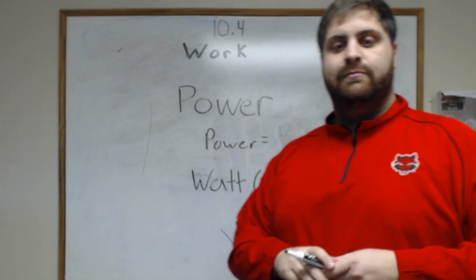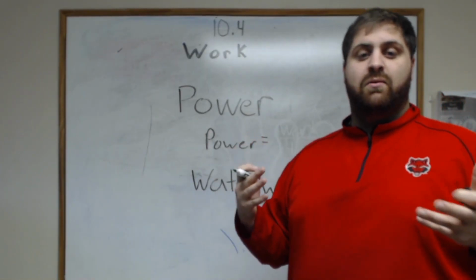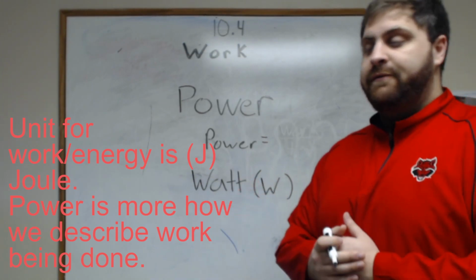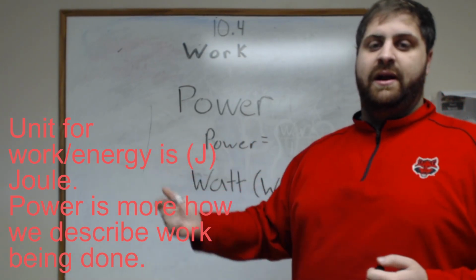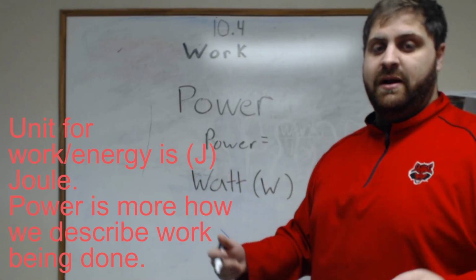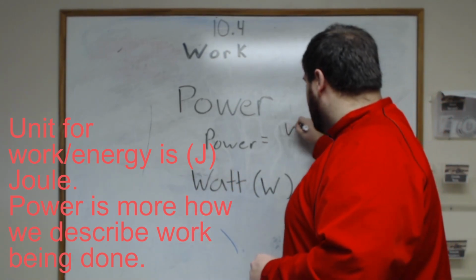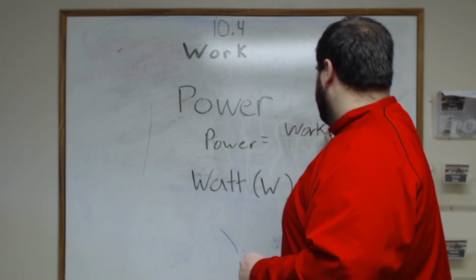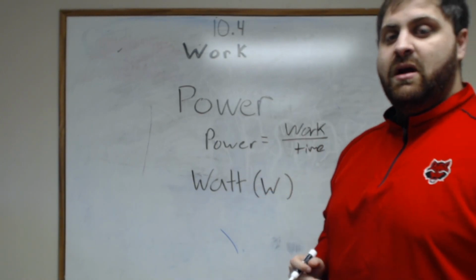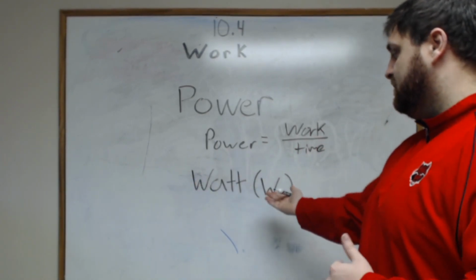Now that we have defined work, let's talk about how we describe that in science. The way we describe how much work something is doing is power. Now what is power? Power is work over time. The unit for this is what we call a watt.